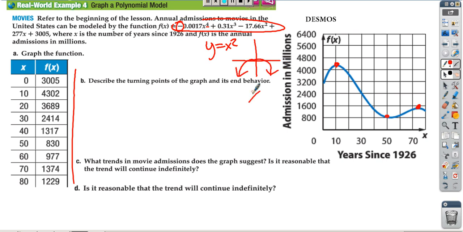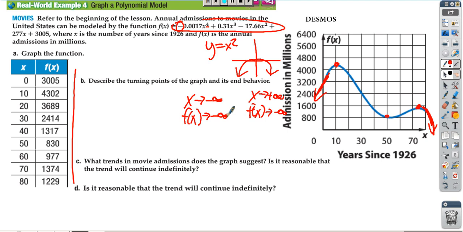So that means as x goes to positive infinity, f of x, the function, is going to go downwards to negative infinity. You can see that right here. This thing keeps going down. And then as x goes to negative infinity, which is over here, that graph is also going down. So f of x is also going to negative infinity. That's the end behavior.